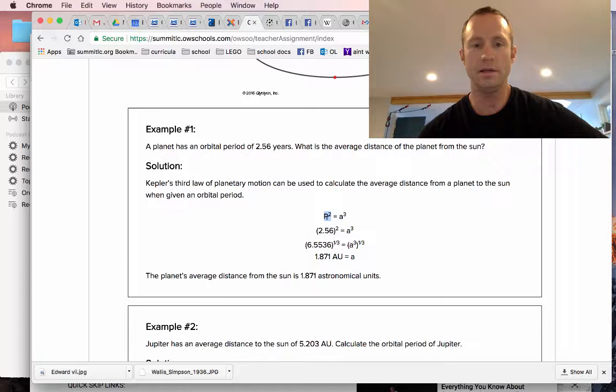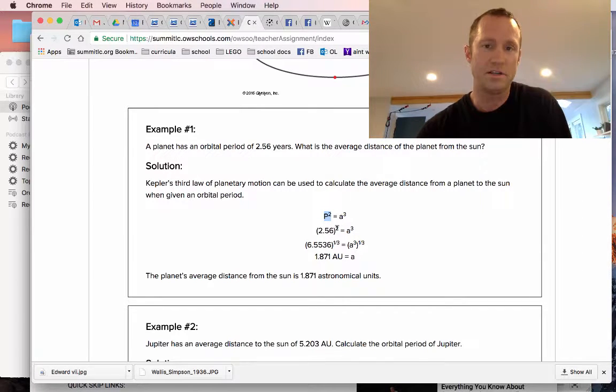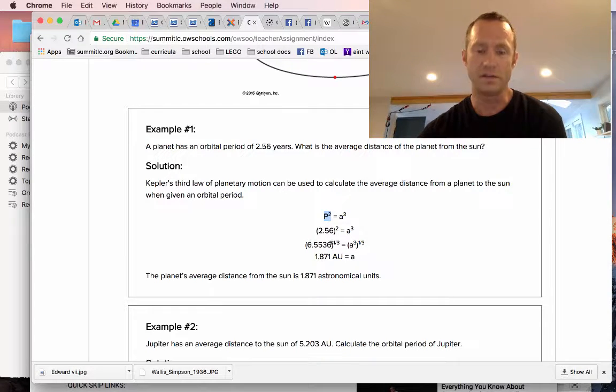So we know that p, the period, is going to be 2.56 years. We put that in, 2.56 squared. You can do that on a calculator just by multiplying it times itself, right? That's easy. 2.56 times 2.56 is going to be 6.5536. And that's going to equal then that 6.5536, a cubed.